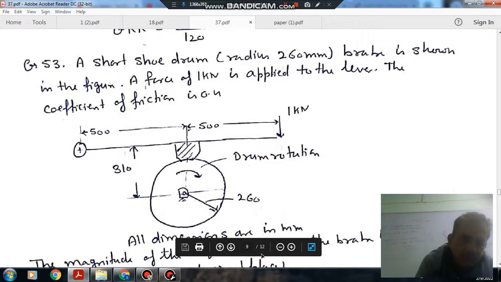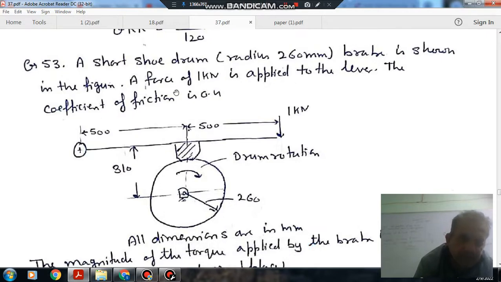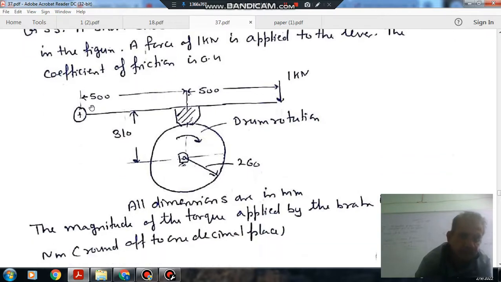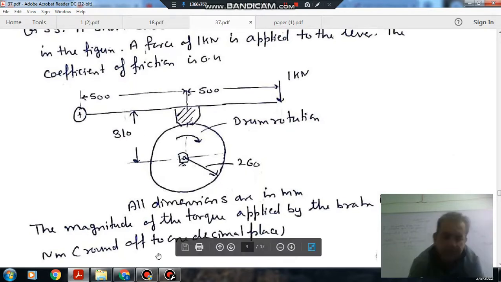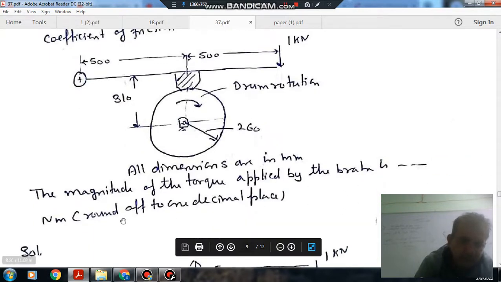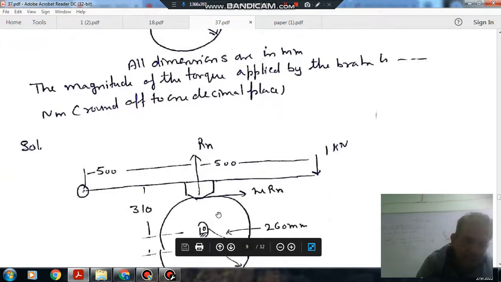Next, a short shoe drum brake of radius 260 mm is shown in the figure. A force of 1 kN is applied to the lever. The coefficient of friction is 0.4. This is your drum, rotating in clockwise direction. This is 500, 1 kN, this is 310, and the drum radius is 260. The magnitude of torque applied by the brake is dash newton meter, rounded off to 1 decimal place.